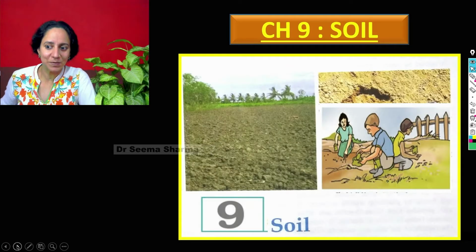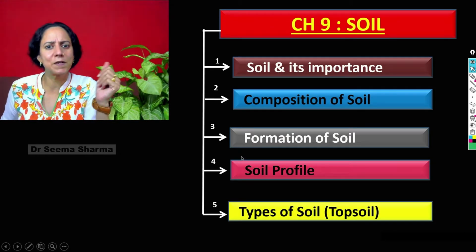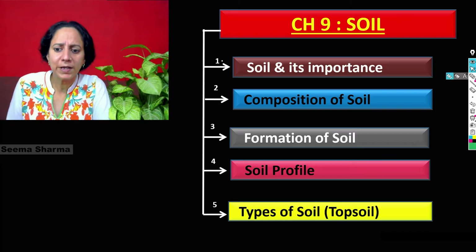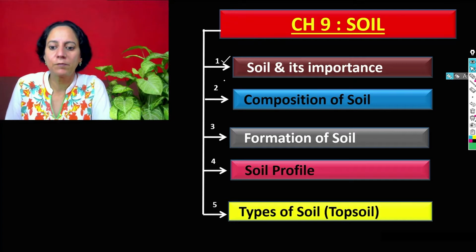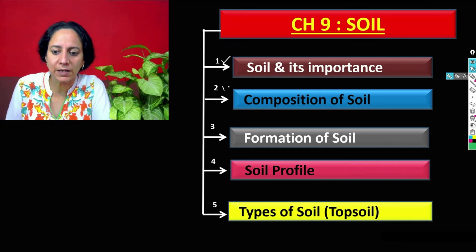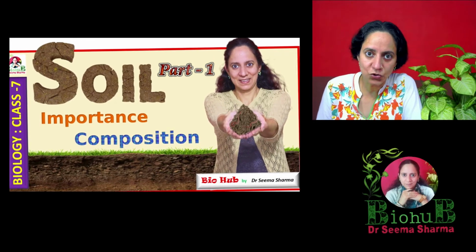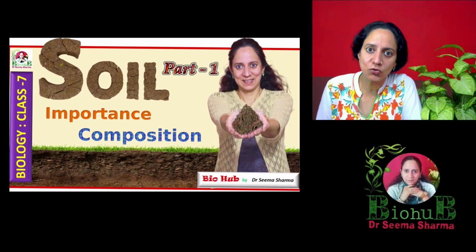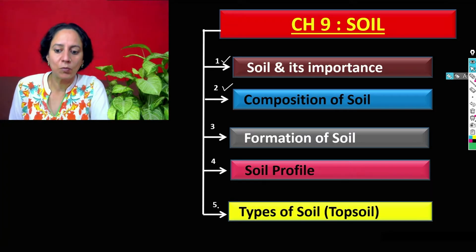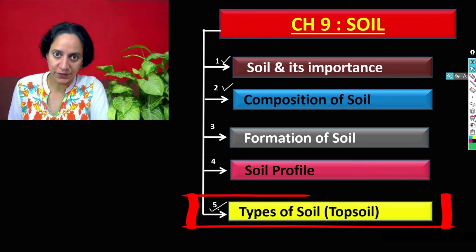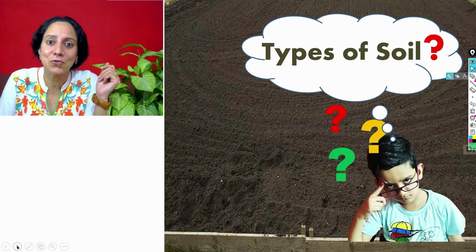So viewers, we are on chapter number 9, soil. This is the journal layout of this chapter. It is basically divisible into 5 parts. I have already uploaded one video of this chapter and in that I have covered the first segment, which was about soil and its importance, and the second segment, which was about composition of soil. If you want to learn about these two segments in detail, its video is also available on my BioHub. You can watch that. In today's video, I'm going to cover the fifth segment of this chapter, which is about types of soil. Yes students, types of soil.